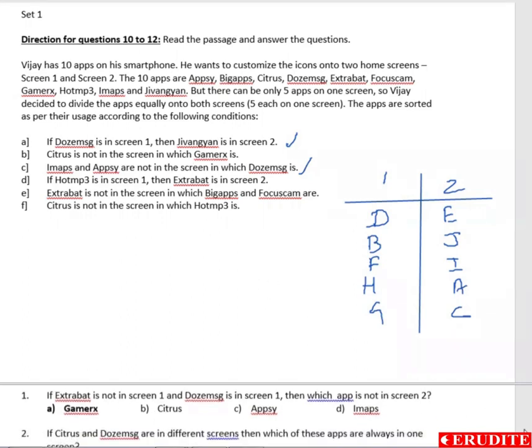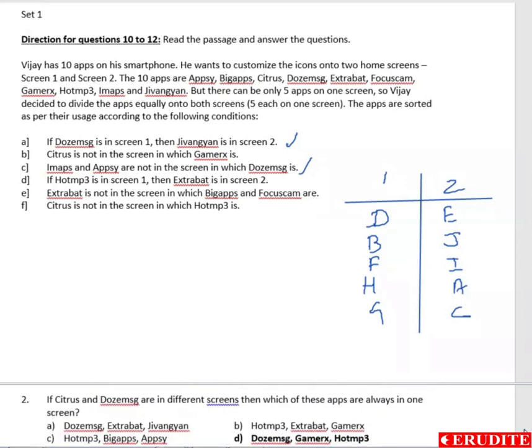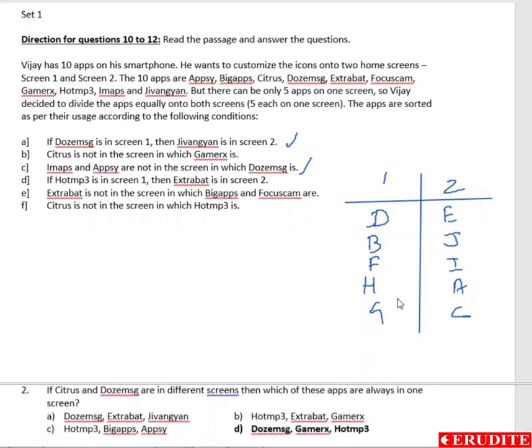Next problem. If C and D are in different screens, which is also happening here, which of the apps are always in one screen? DEJ, no. HEG, no. HG, but E is separate. HBA, no. DGH, yes. DGH, same.